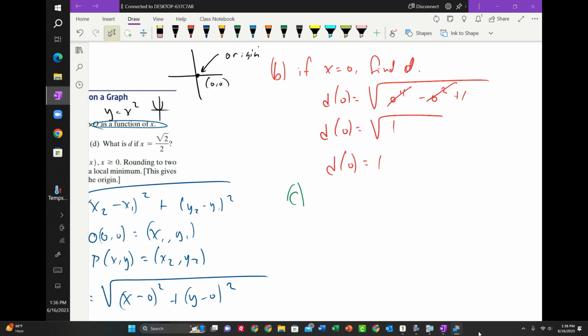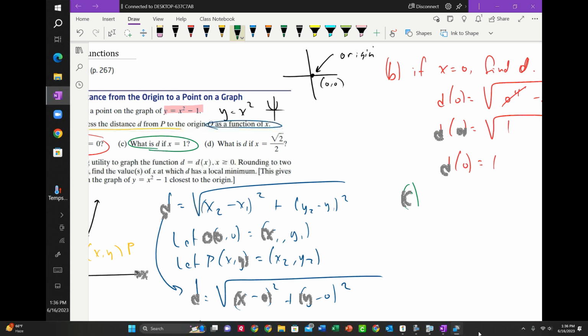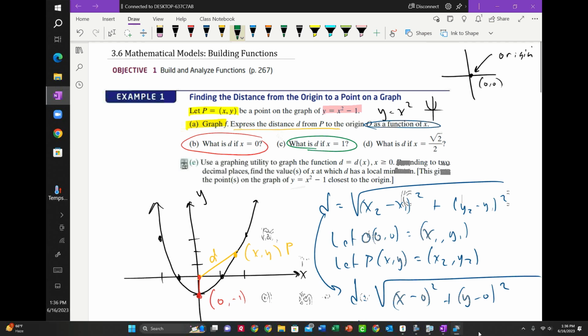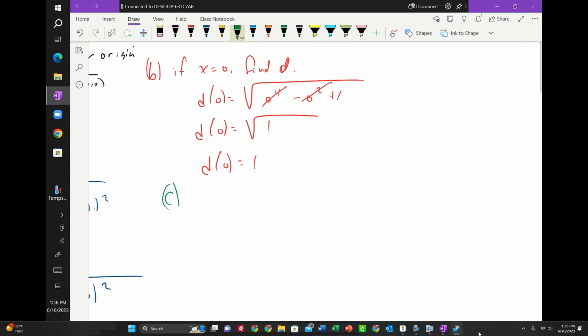Okay, let's take a look at letter C. C says, what is the distance if x equals 1? Well, from our graph, if x equals 1, we're at this point here. That's the point 1, 0. So the distance from the origin to the point 1, 0 should also end up being 1. Let's go ahead and calculate it, though.